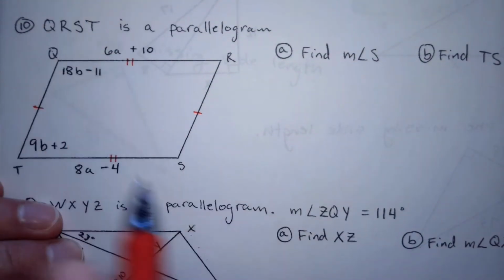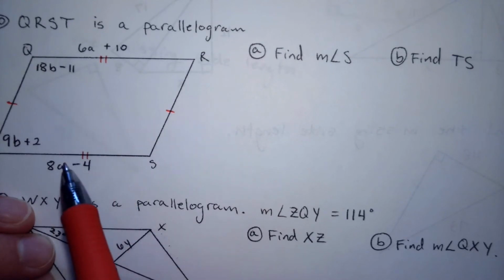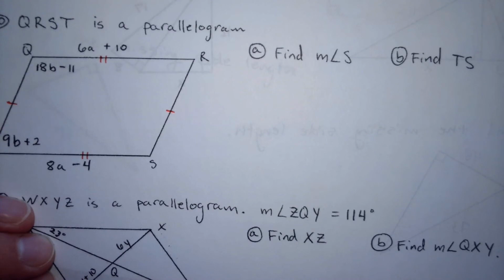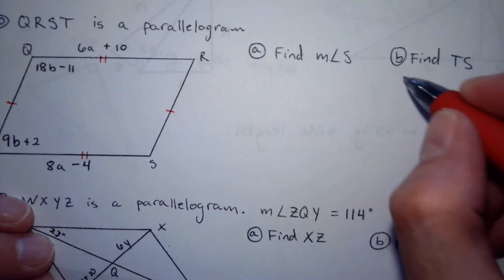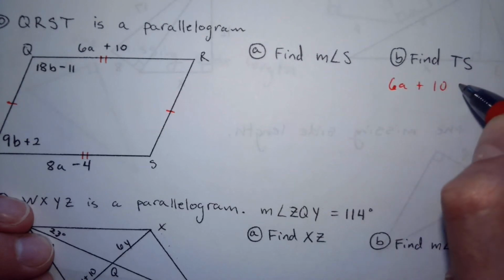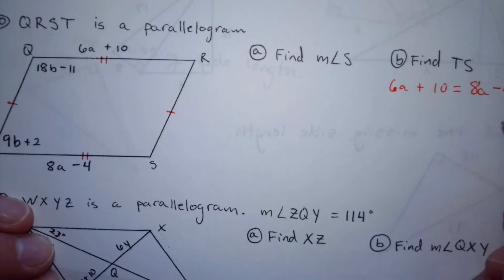because they're opposite sides. So if I want to figure out what A is, all I have to do is set those equal to each other because they're congruent. That, I think, was the easiest part, so that's for part B. So I guess we can do that right now. 6A plus 10 equals 8A minus 4.